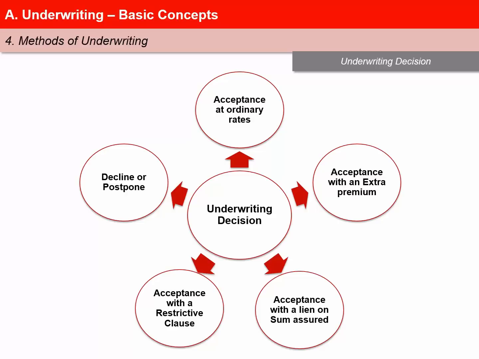Finally, a life insurance underwriter may decide to decline a proposal for insurance. This generally happens when there are certain features which are so adverse that they considerably magnify the incidence of the risk.